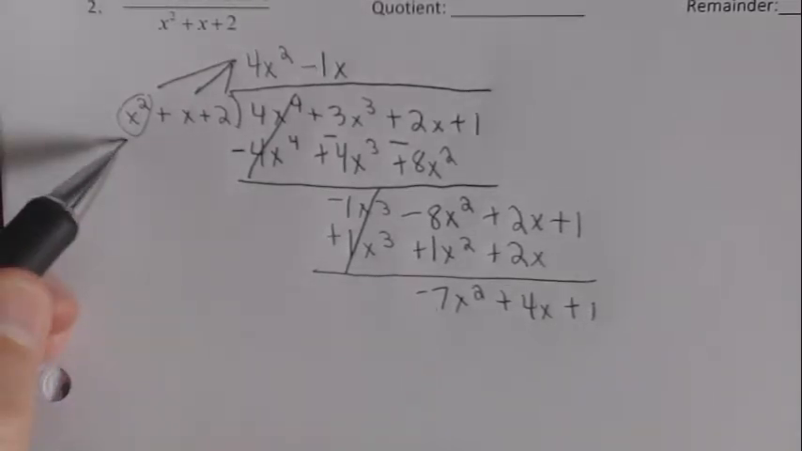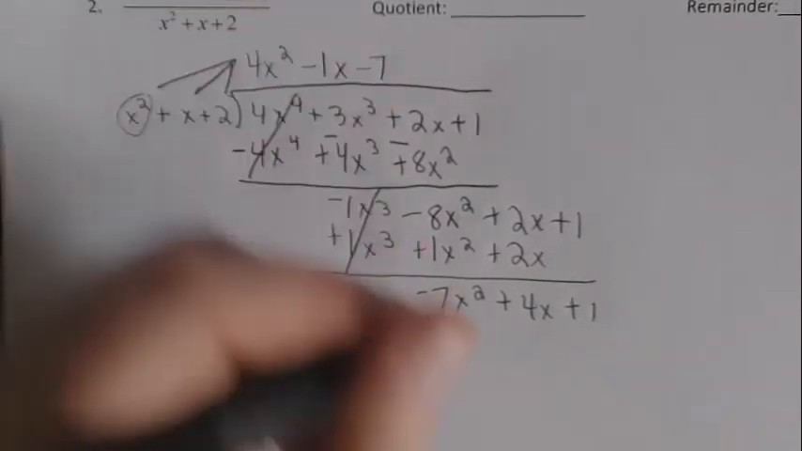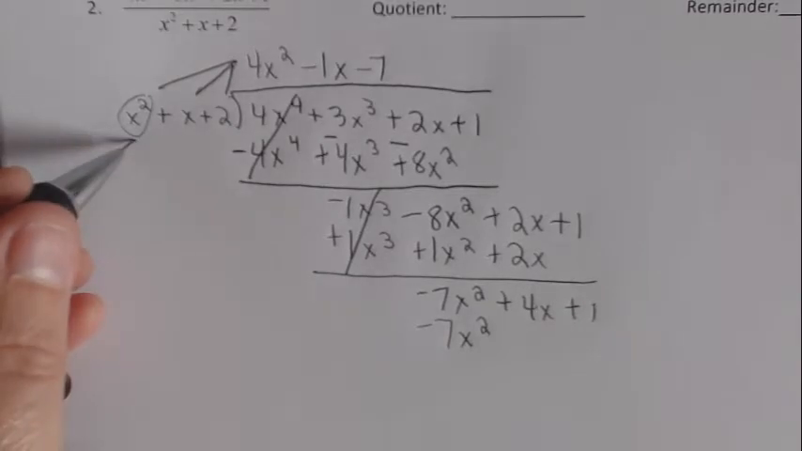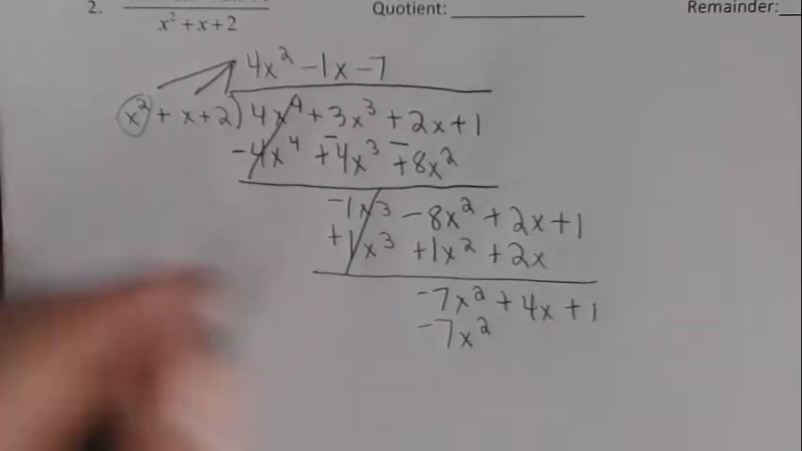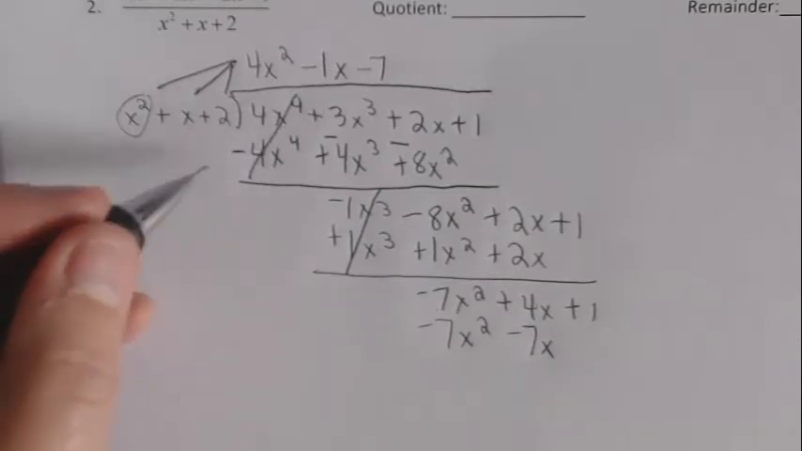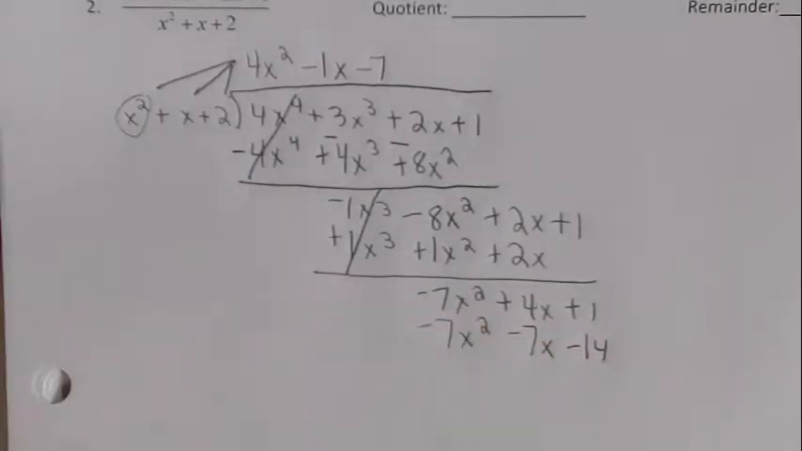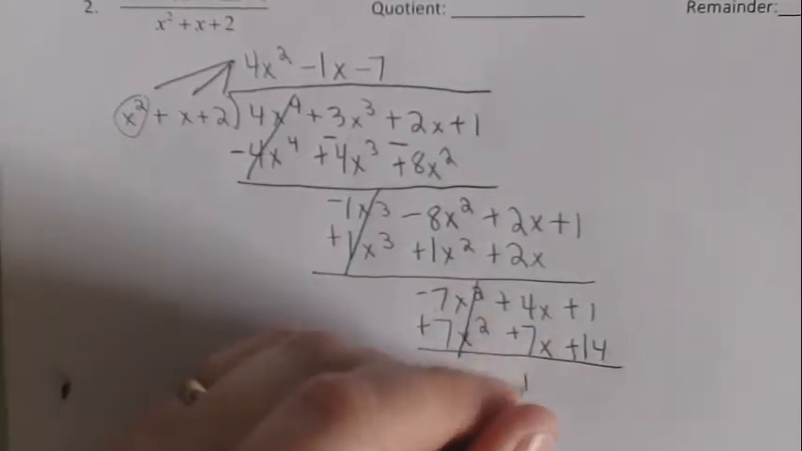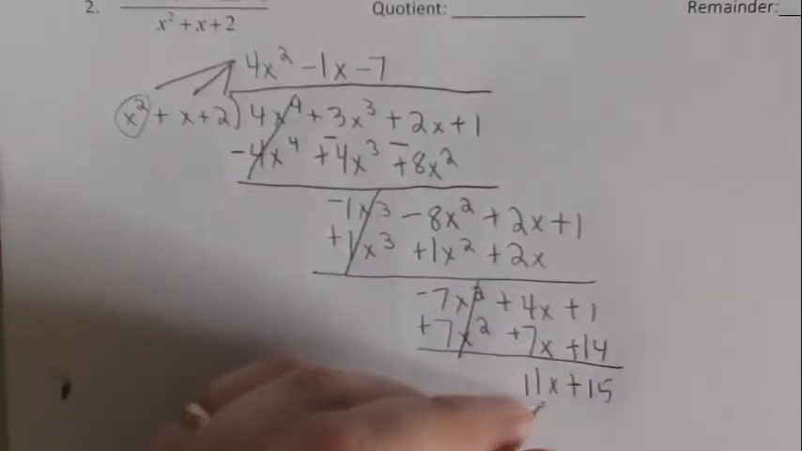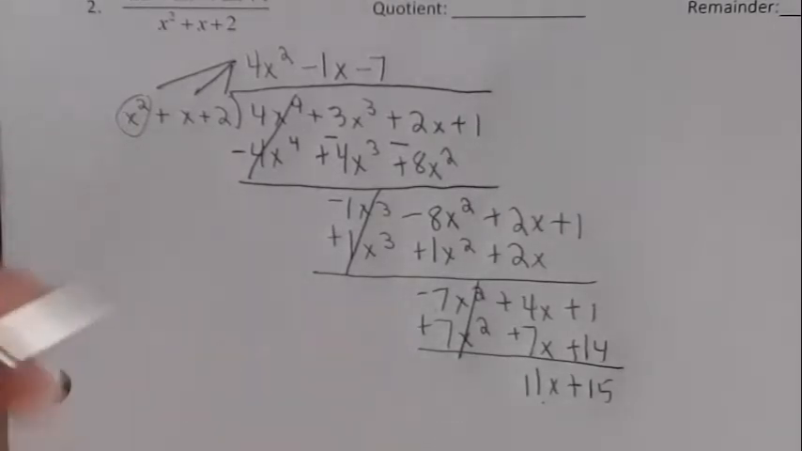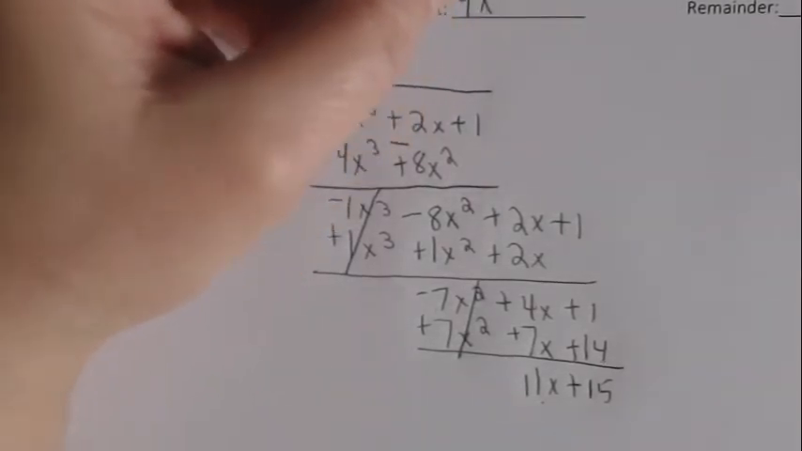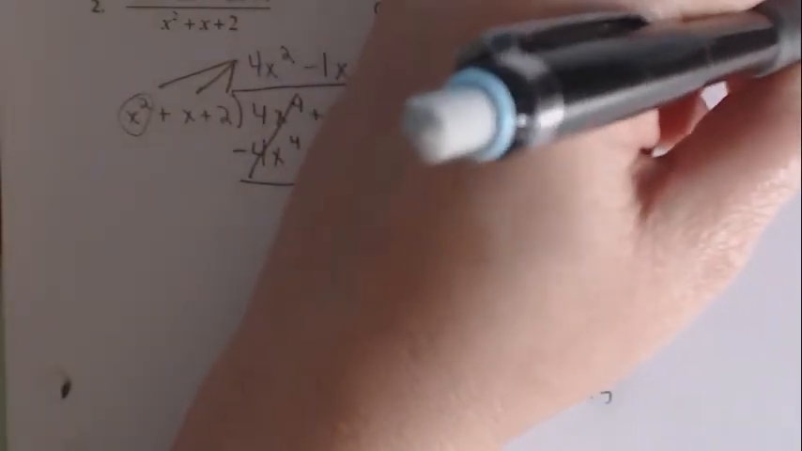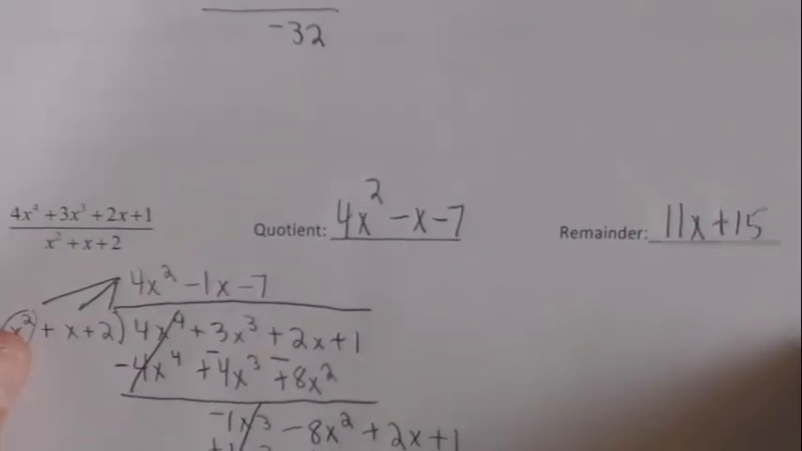Negative 7x squared divided by x squared is negative 7. Negative 7 times x squared is negative 7x squared. Negative 7 times x is negative 7x. Negative 7 times 2 is negative 14. This is a degree 1. Your divisor is degree 2. That means you're done. So your quotient is 4x squared minus x minus 7, and your remainder is 11x plus 15.